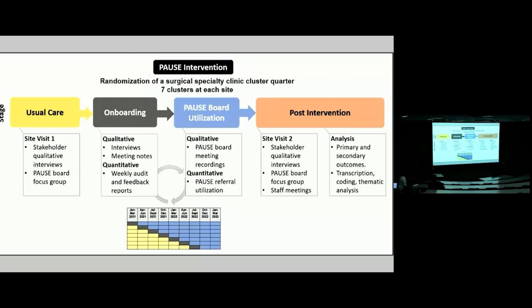We've been providing weekly audit and feedback reports to all the sites and the clusters that are being randomized and how they're doing, and I'll share some of that data. And then right now we are in the post-intervention phase, where we're doing post-intervention interviews and focus groups to see what worked, what didn't work, was the trial intervention as expected, and what could be improved. And of course, the analysis is going to happen after that.